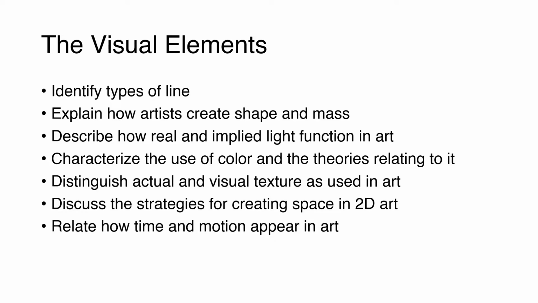In this chapter we're going to go over chapter 4, which is the visual elements. In the next two chapters we will discuss the visual elements and principles of design that compose a work of art or design. We will focus on these points: identifying types of lines, explaining how artists create shape and mass, describing how real and implied light function in art, and characterizing these 4 points we're going to look at in the next lecture. So we're going to focus on these 3 right here.